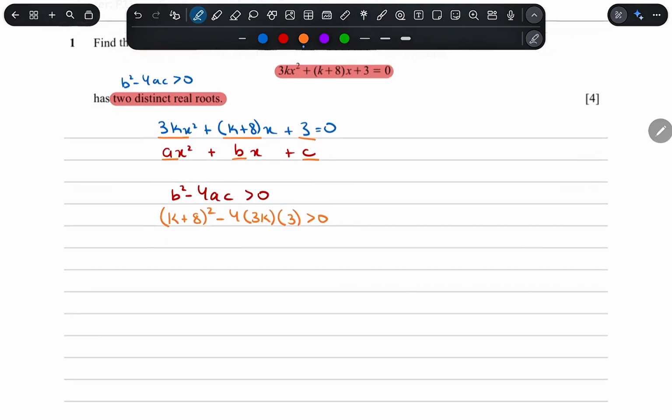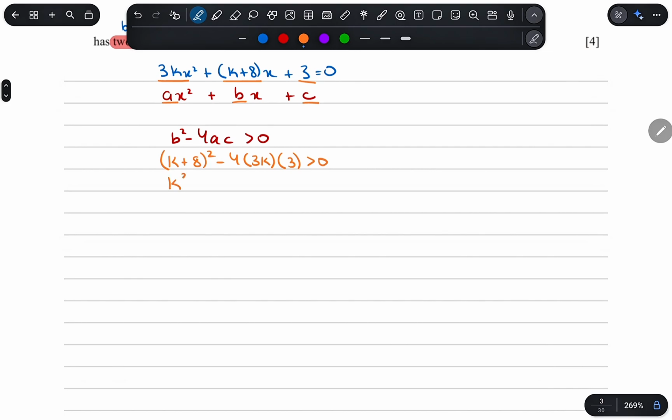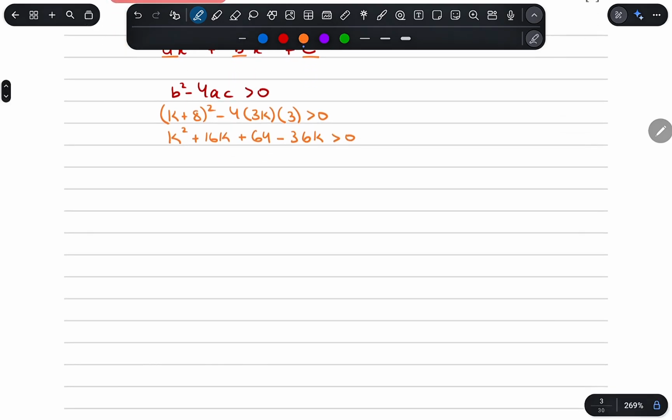So solving this further, we'll have k square plus 2 8s are 16k plus 64, 8 8s are 64, minus 4 3s are 12, 12 times 3 is 36, so this will be 36k, which will be greater than 0. So we have k square, 16k and minus 36k will give us minus 20k plus 64 will be greater than 0.